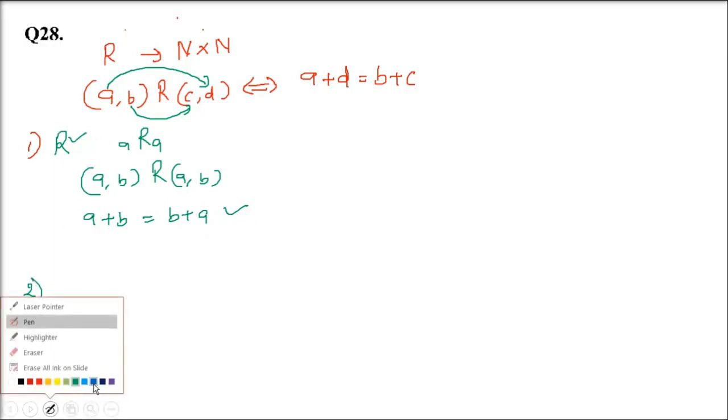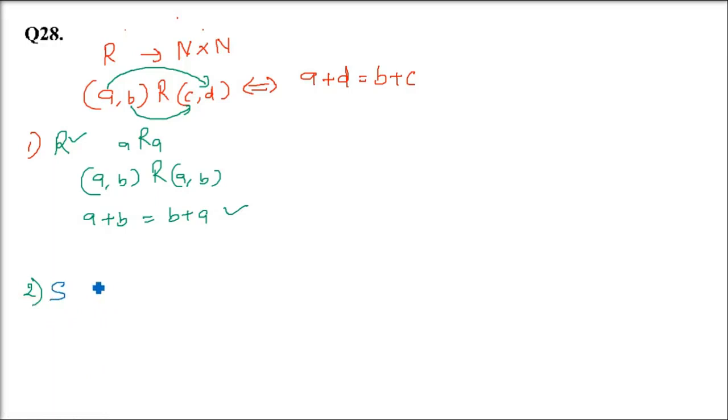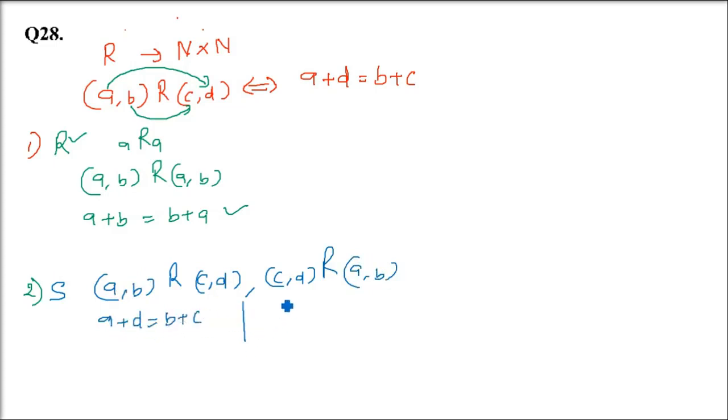Second one. Now let us check for symmetricity. Symmetric means what? If (A, B) is related to (C, D), then (C, D) has to also be related to (A, B). What do you get here? From the first one, you get A plus D equals B plus C. From the second one, we get C plus B equals A plus D. And you see, both are the same. This is symmetric also. Both the equations are the same.